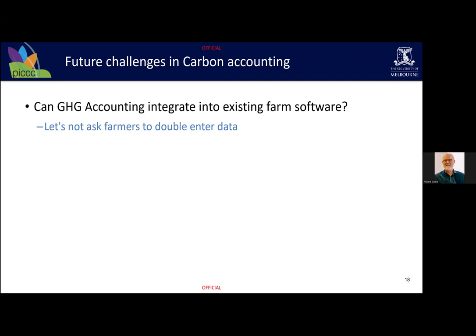One is, can greenhouse gas accounting integrate into existing farm software? We really don't want farmers to have to double enter data, if they've got it sitting in a database somewhere with their consultant. That's what we did with DairyBase. We identified that DairyBase had all the questions asked that were required to complete the dairy greenhouse abatement strategies calculator. So we just buried the methodology in there. So let's not ask farmers to double enter if we can get away with it.